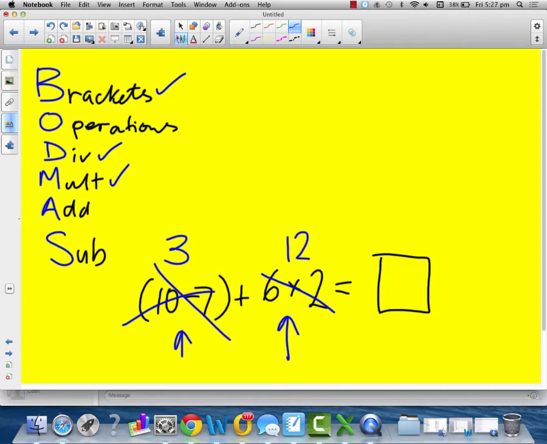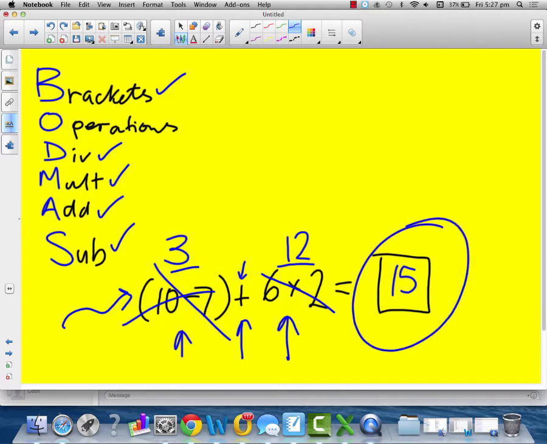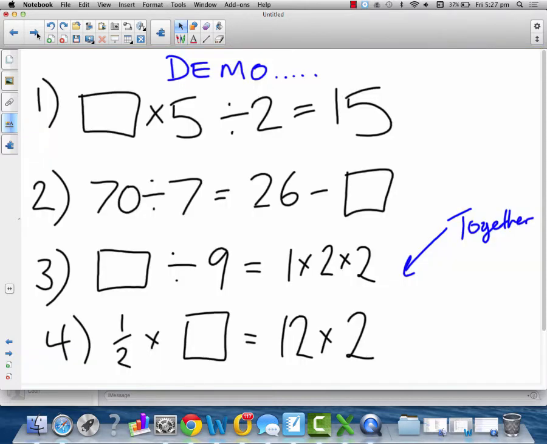Right. Is there an adding in this sum? There sure is. So it's 3 plus 12, which equals 15. And we can tick off the subtraction because there's no subtraction there. There was a sneaky subtraction in there, but it was really part of the brackets. So the answer is 15. Okay. I hope that has helped us a little. Let's go on to a little bit more work. You're going to have a go in a moment, so wake up.